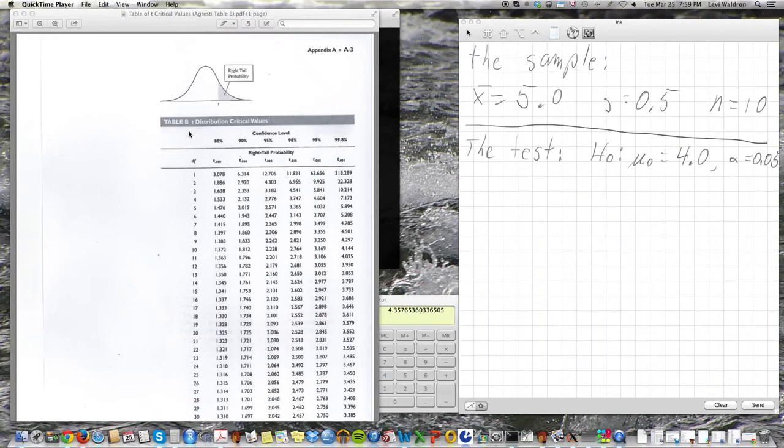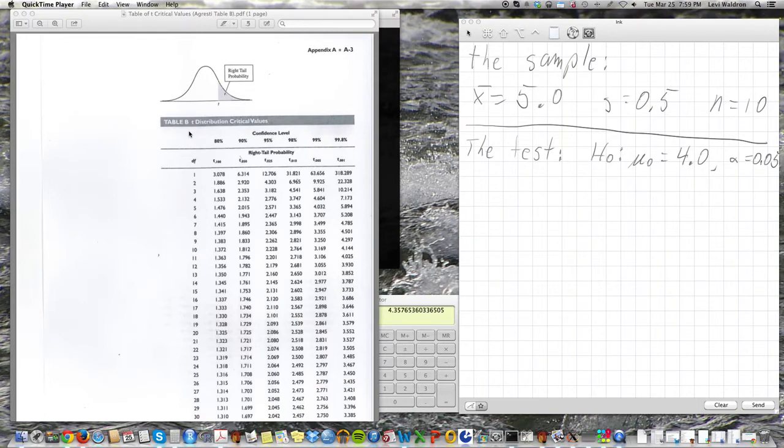This mini tutorial will cover how to do a hypothesis test for one sample using the t-distribution. So this is a one sample t-test. And I'm going to start with a sample that has a mean of 5.0, standard deviation of 0.5, and sample size of n equals 10. And we're going to do a hypothesis test for the null hypothesis of mu0 equal to 4.0 at a significance level of alpha equal to 0.05.